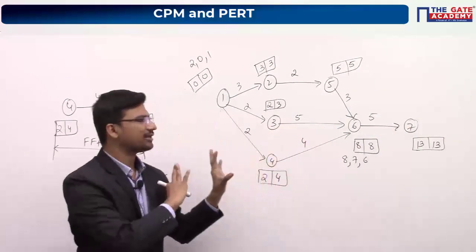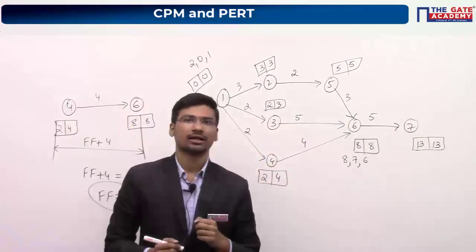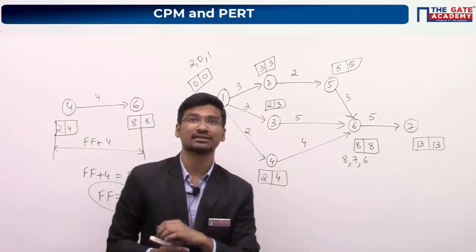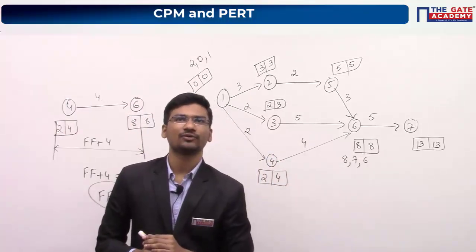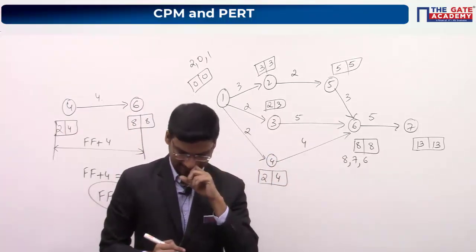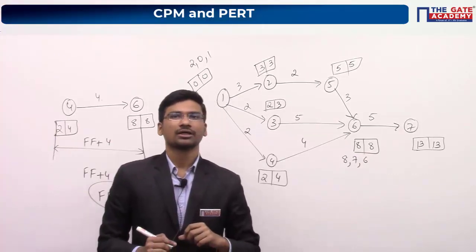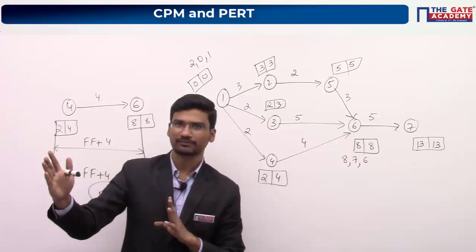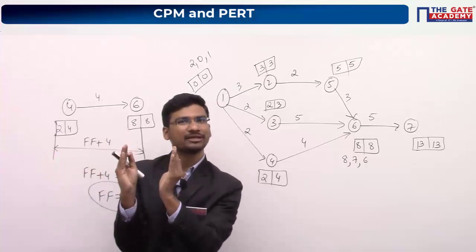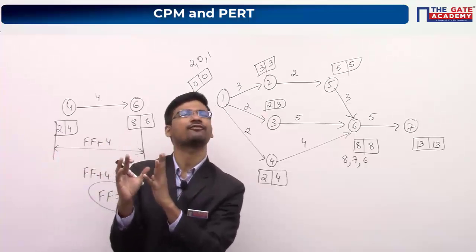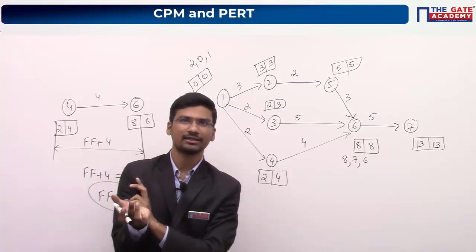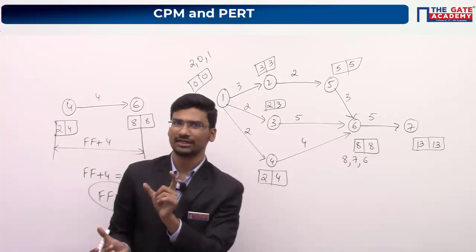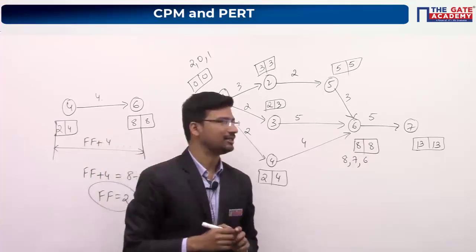So any doubt in this calculation part? So is it okay? Now I am coming to your question. Okay. So someone was asking, so what does the negative float value signify? Okay. So in general, negative float in the sense, so what is positive float? Positive float means you are having some delay period for that particular activity, right? So positive float signifies that you can delay particular activity.